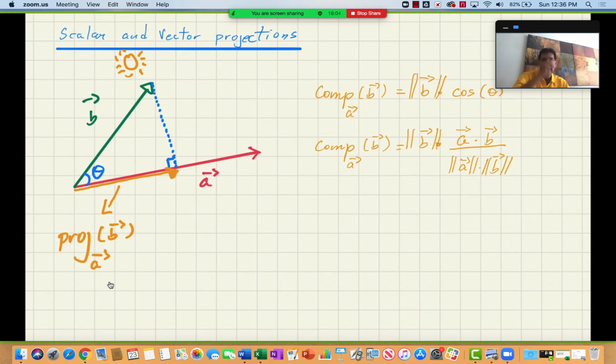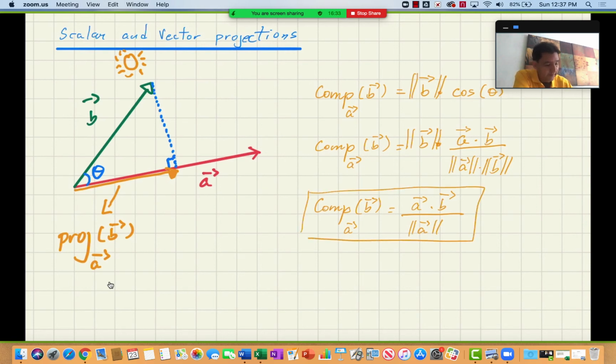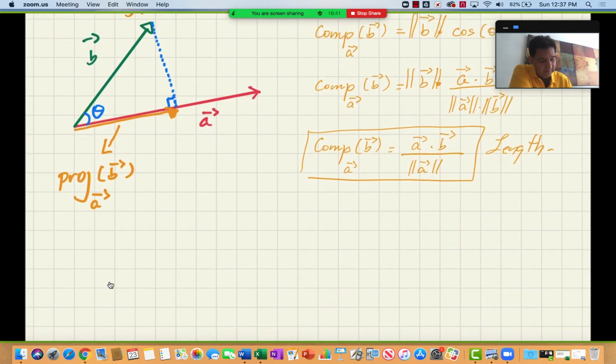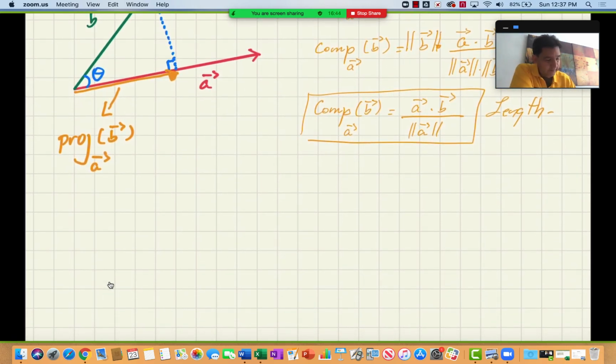Okay, so now we have the magnitude of B times cosine theta. And now we're going to cancel out the magnitude of B, and we know the length of the projection of B onto A, or the component, is the dot product of A and B divided by the magnitude of A. This is the length of this orange vector.